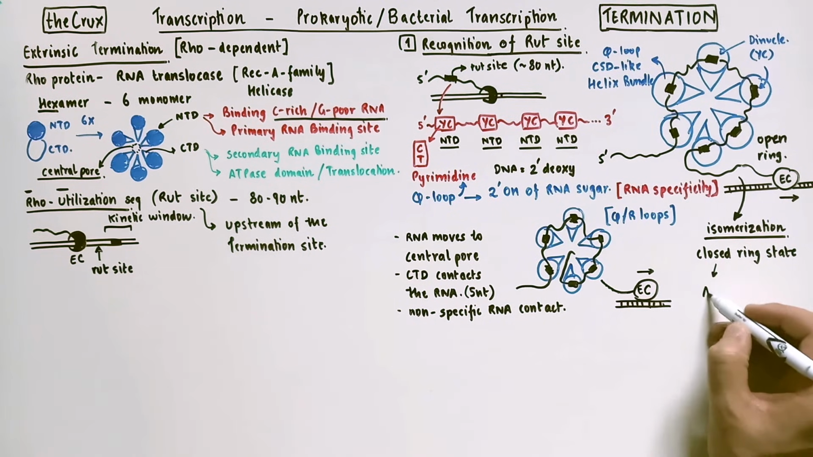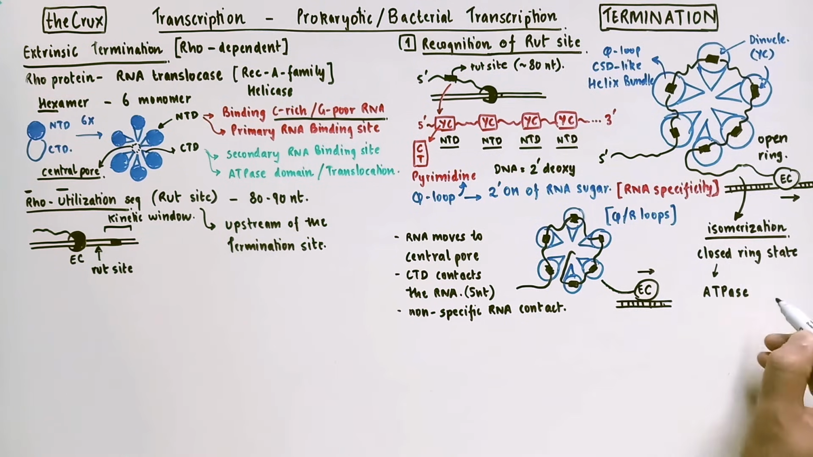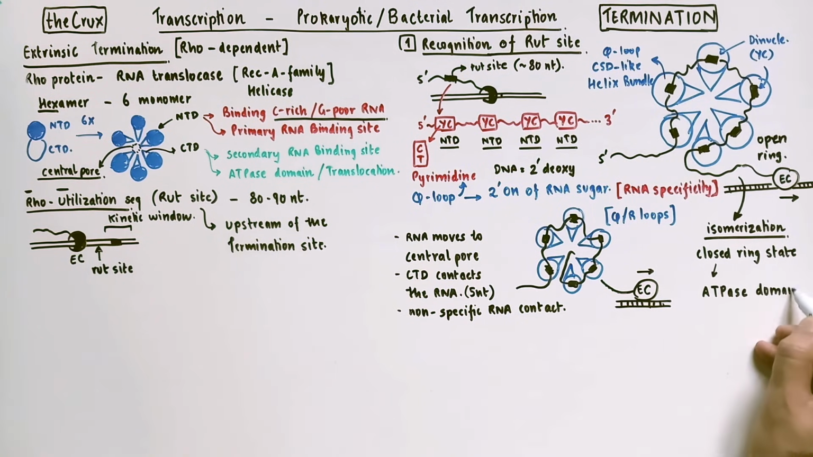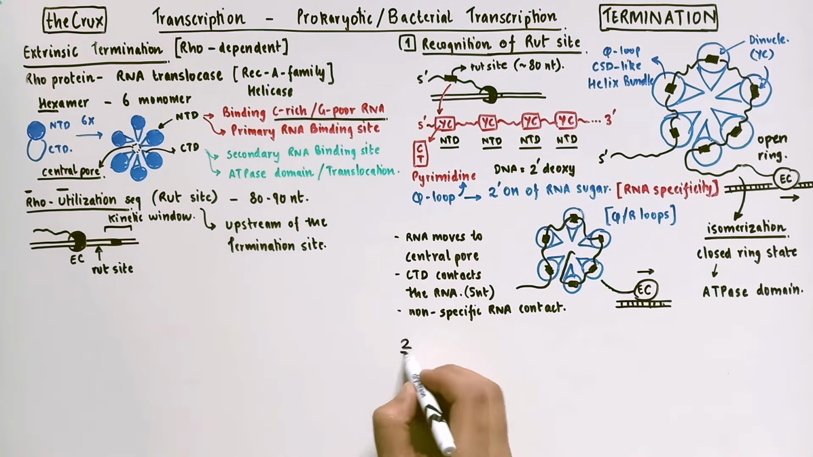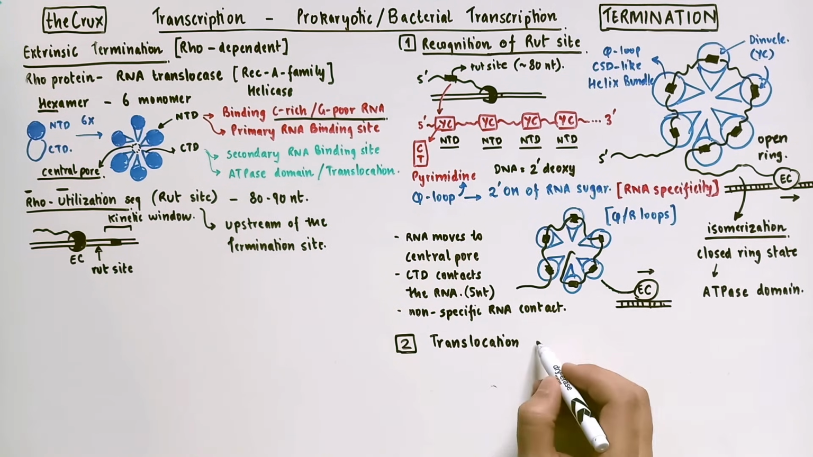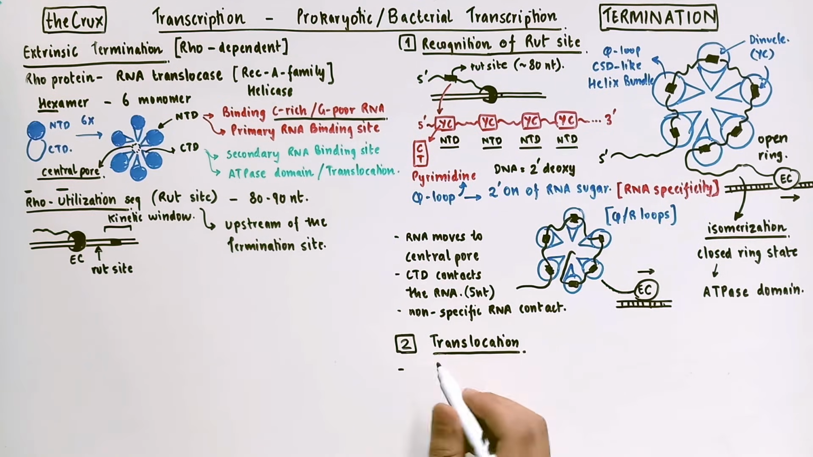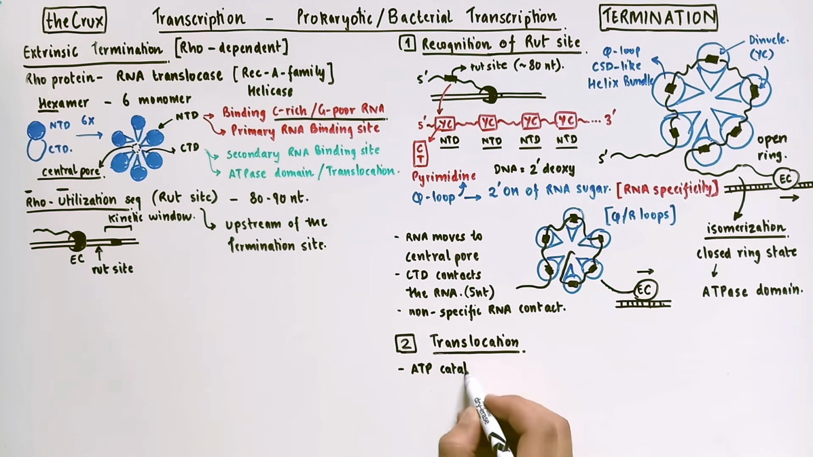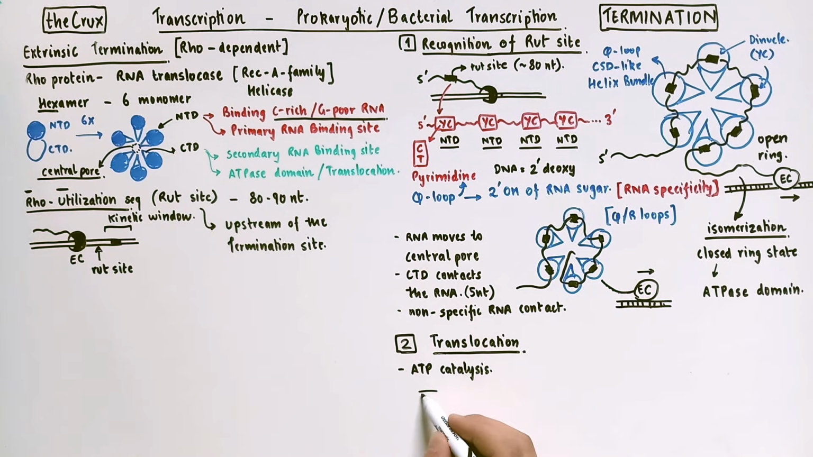So now, once this closed ring state is formed, this activates the ATPase domain, and the Rho complex then moves on to the second stage, which is the translocation stage. In this step, the Rho uses energy from ATP catalysis to move along the RNA. To draw out the simple cartoon of this, we have the ring-shaped Rho and the RNA, which is bound to the Rho, and then you have the elongation complex on the 3' end. The Rho now uses ATP to move.